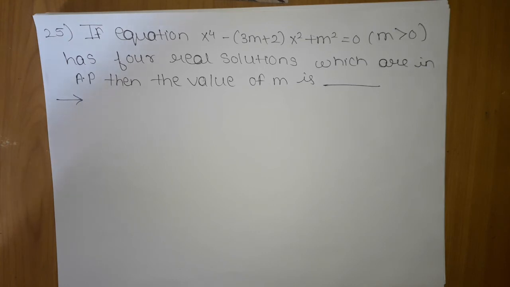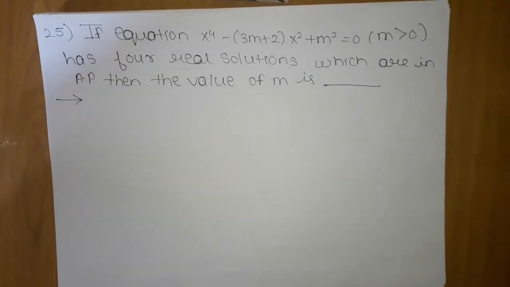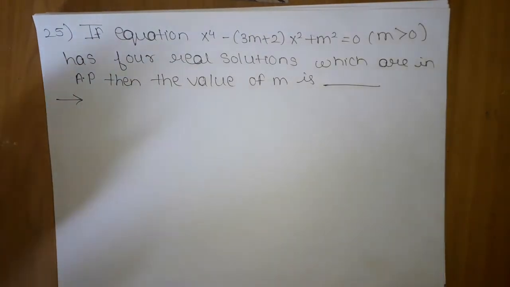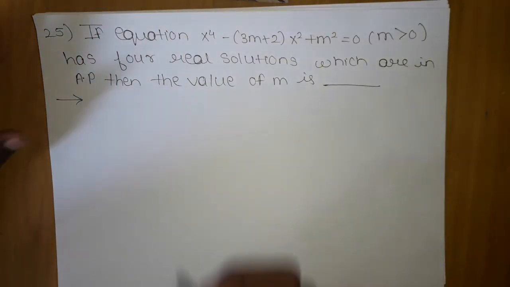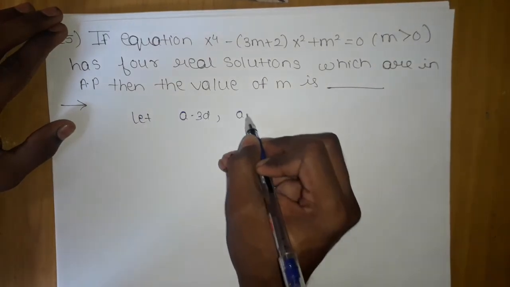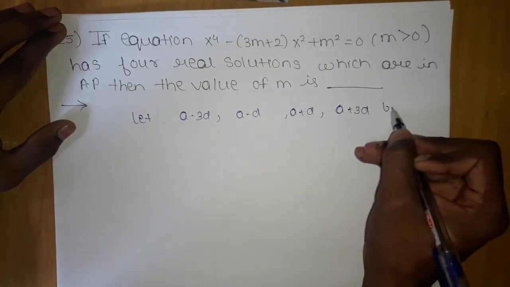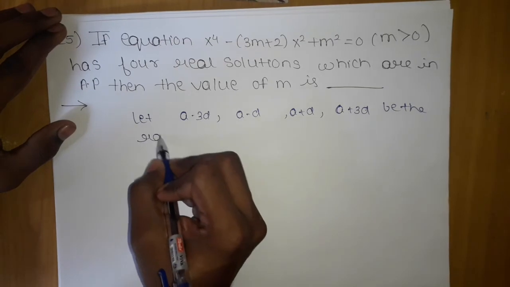And further on, here is one more thing which gives you a perfect hint, meaning you can predict that you will use this concept and be 100% sure of getting the answer: the x cube term is 0. So if we take 4 terms and add them, we will easily get some value. It gives us more hint that we should move with what we are thinking. So let a minus 3d, a minus d, a plus d, a plus 3d be the roots.